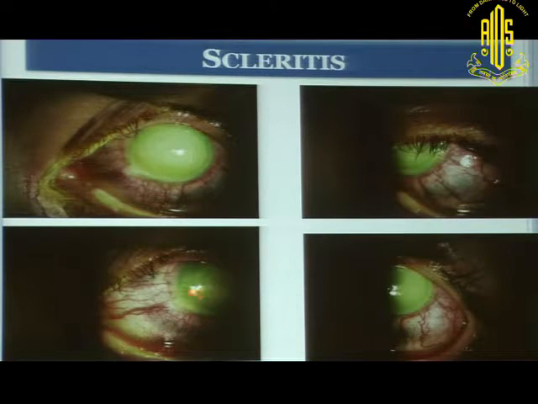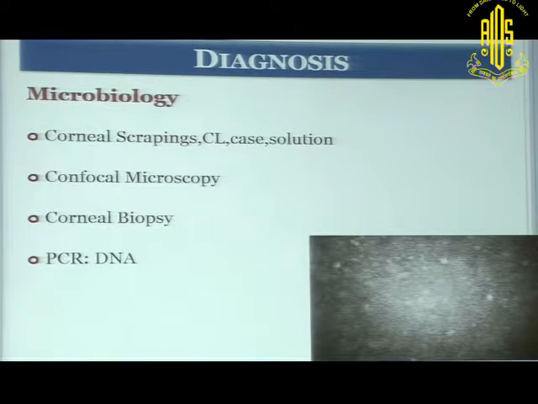This is one case which we recently managed. This patient had migratory scleral nodules. In one area it occurred, then it resulted in thinning, then again it occurred in another area. Again, in a similar manner, it caused a lot of thinning, and these patients require aggressive immunosuppressive therapy, which I'll be discussing. The diagnosis is based on corneal scrapings.